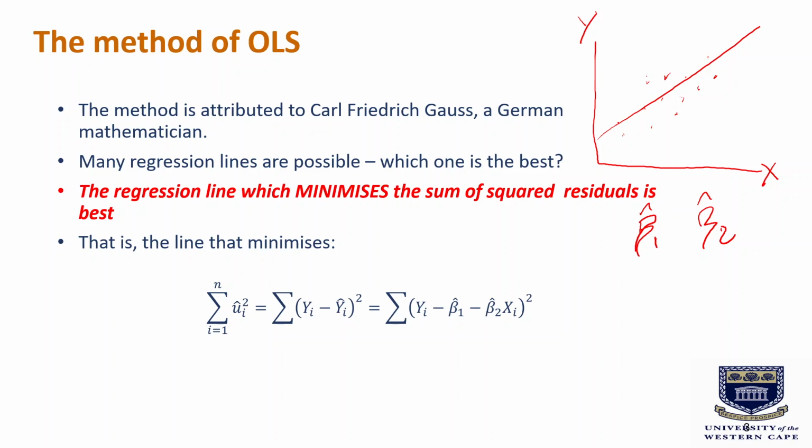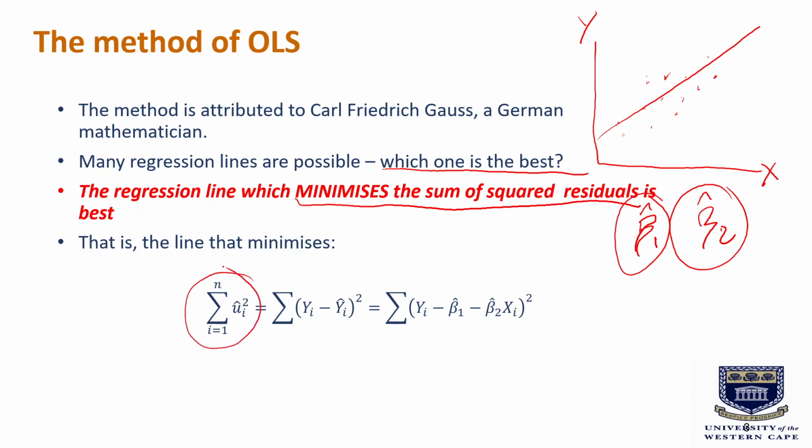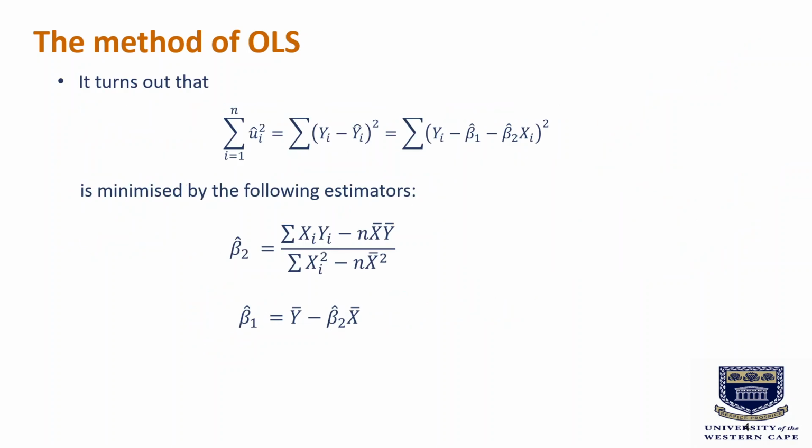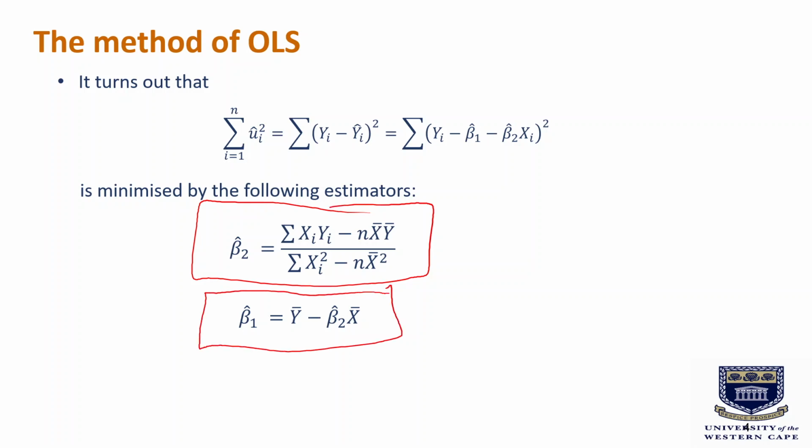Now it turns out there are several ways of doing that. But for a lot of applications, the regression line which minimizes the sum of squared residuals is the one that is best used for this purpose. So what this means is we want to find beta 1 hat and beta 2 hat such that the value of this term, the sum of squared residuals, is as low as possible. And it turns out that these two estimators on this slide, that's the estimator for beta 2, here's the estimator for beta 1, do exactly that.